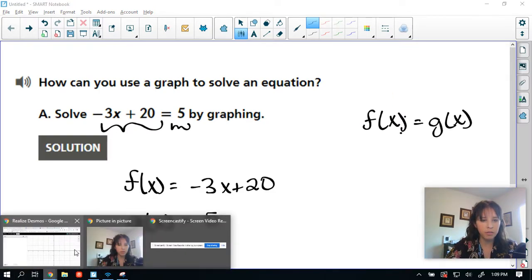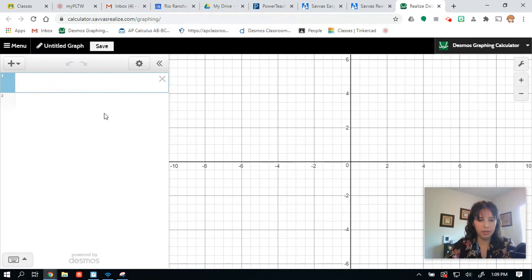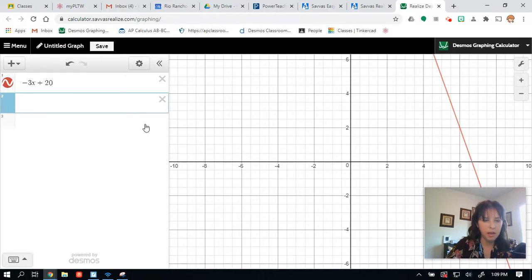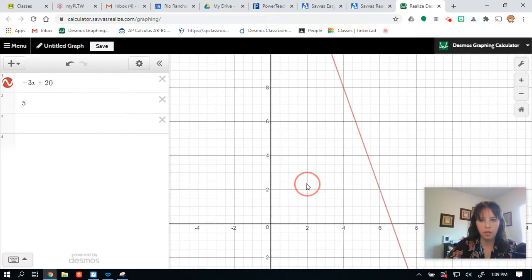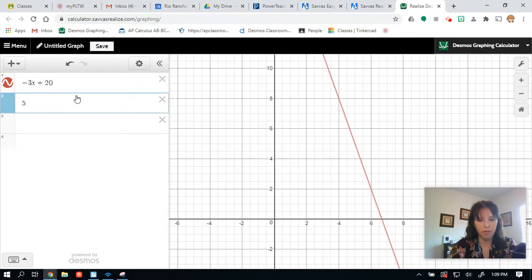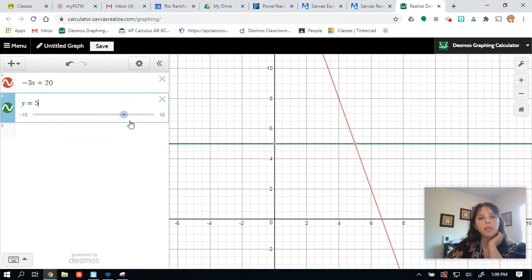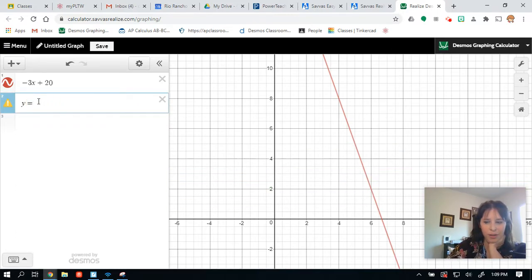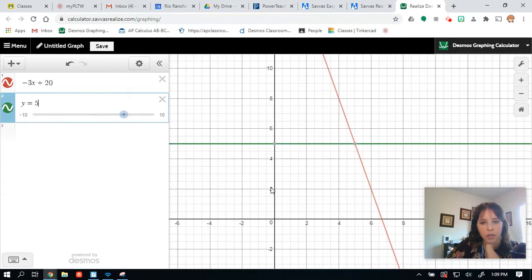So let's go to the graph and let's type this in. Negative 3x plus 20. And then the second graph is going to be 5. Where did my 5 go? Y equals 5. Let's see if that works. Yeah, there we go. So I was just playing with that. Y equals 5.